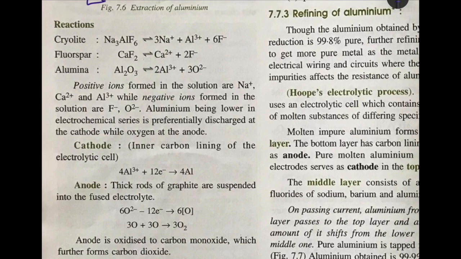So the reaction that took place in the electrolytic cell, what were used? Cryolite, which broke down and gave sodium and aluminium as positive ions, fluoride as the negative ions; fluorspar, calcium fluoride, calcium positive, again fluoride negative; and aluminium oxide gave aluminium as the positive and oxide as the negative ion. So I already told you positive ions: sodium, calcium, aluminium; negative ions: fluoride and oxide. So you know that aluminium is lower in the electrochemical series, is preferentially discharged at the cathode while oxygen at the anode.